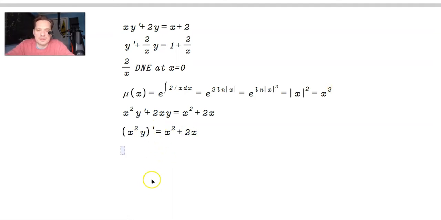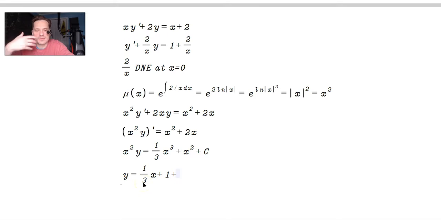When you do that, the prime goes away, leaving x squared y. The antiderivative of x squared is going to be 1/3 of x cubed by the power rule, plus x squared, plus c. Then you divide each term by x squared to isolate y. So y equals the following: 1/3 x cubed divided by x squared is x. x squared divided by x squared is 1. And again, when I say divided by, you have to keep in mind that's valid except when x is 0. Anyway, and then you have c divided by x squared, so c over x squared.